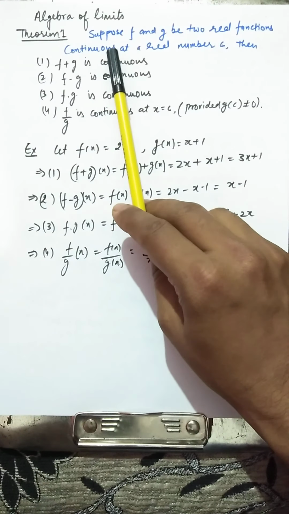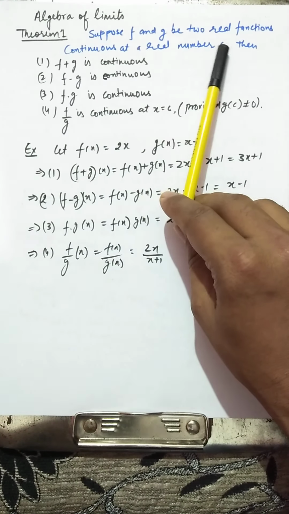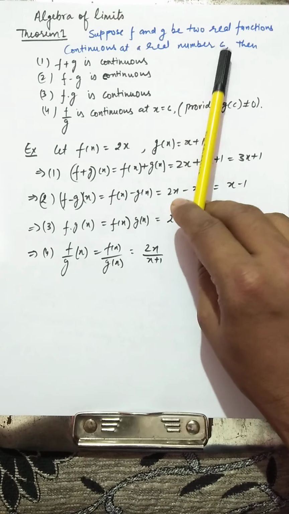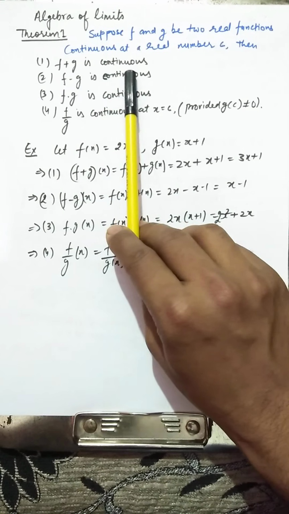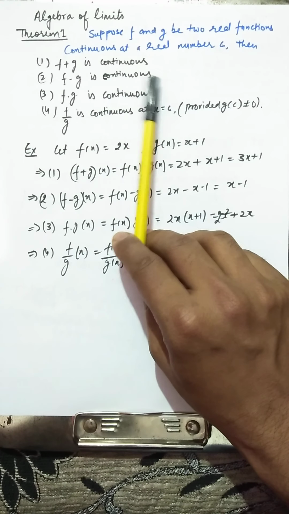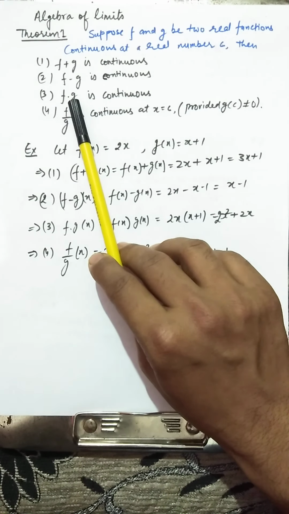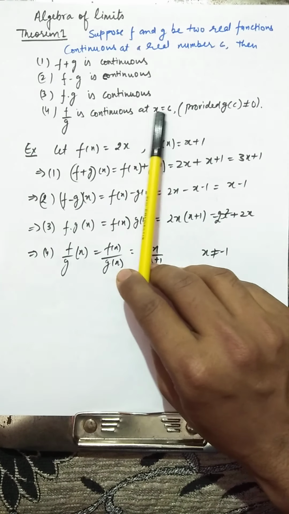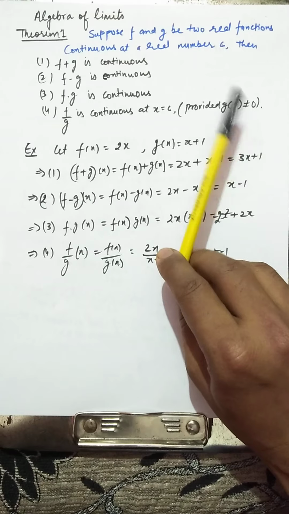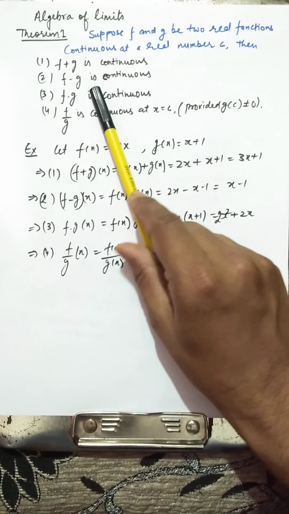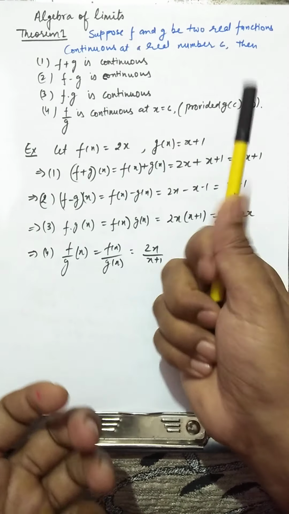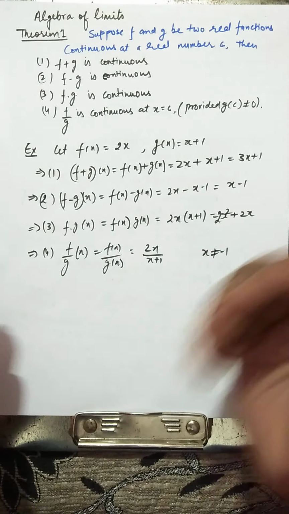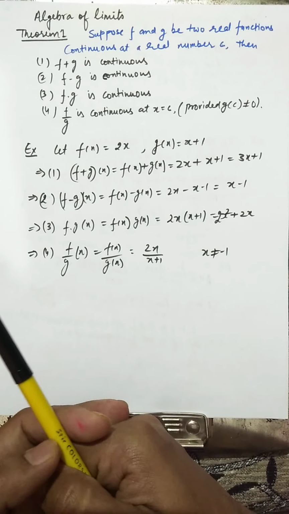Theorem number 1: suppose f and g are two real functions continuous at a real number c, then f plus g is continuous, f minus g is continuous, f dot g, meaning the product of f with g, is continuous, and f upon g is continuous at x equal to c, provided that g(c) is not equal to 0. So if two functions are continuous, then their sum, difference, product and quotient are continuous.